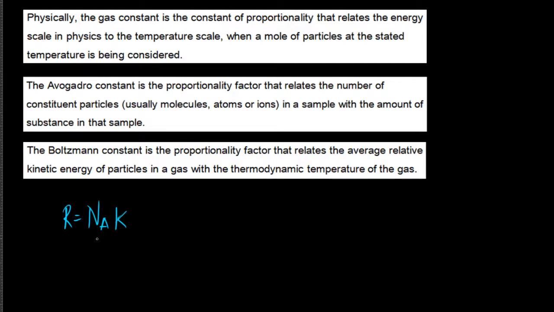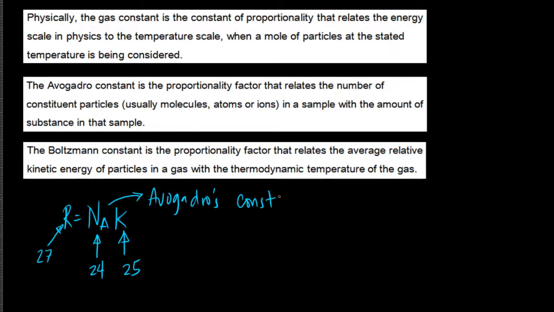Now, if you look at the back of your calculator, Na is constant 24. K is constant 25, next to it. And again, once again, our R is constant 27. Now, Na stands for your Avogadro's constant.